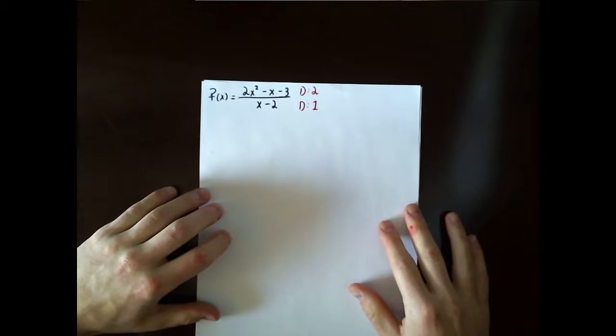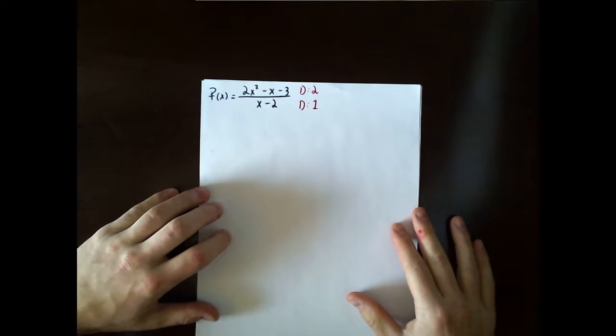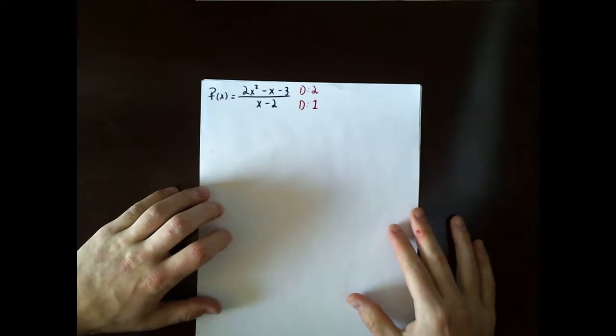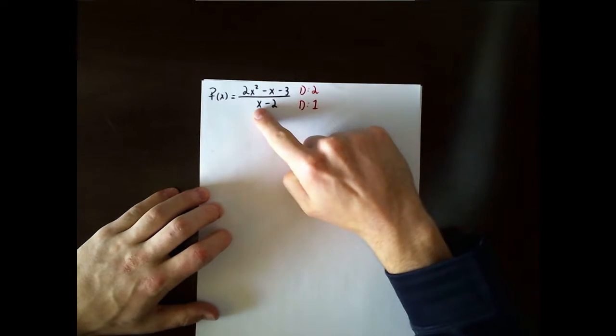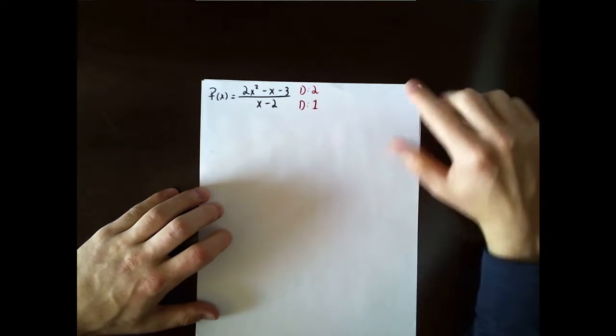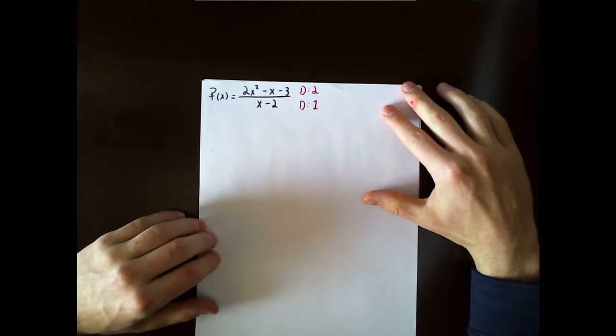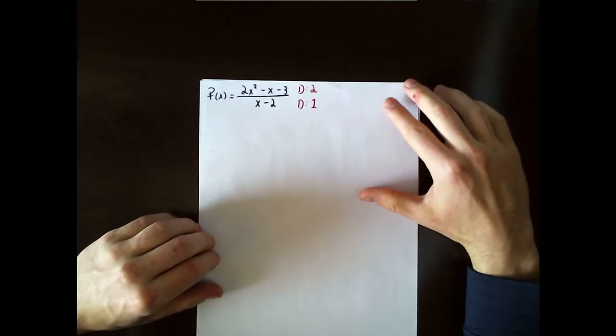So now that those two easy ones are out of the way, we still have one more case to go over, and that is what happens when the degree of your numerator is bigger than the degree of your denominator. So you see my highest power of x is 2 on the numerator versus highest power of x is 1 on the denominator. And this is the hard one.